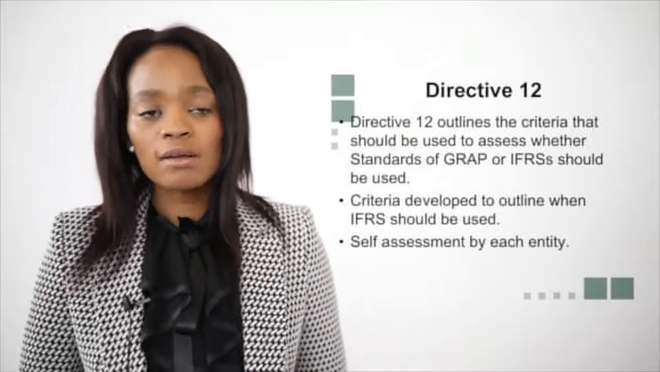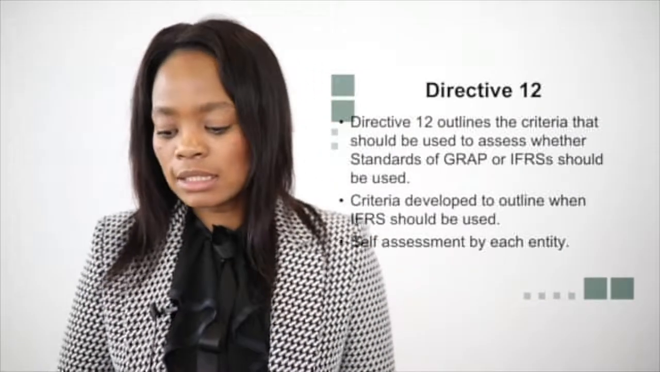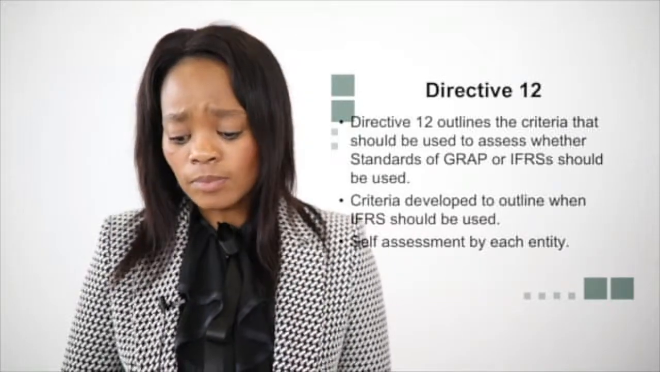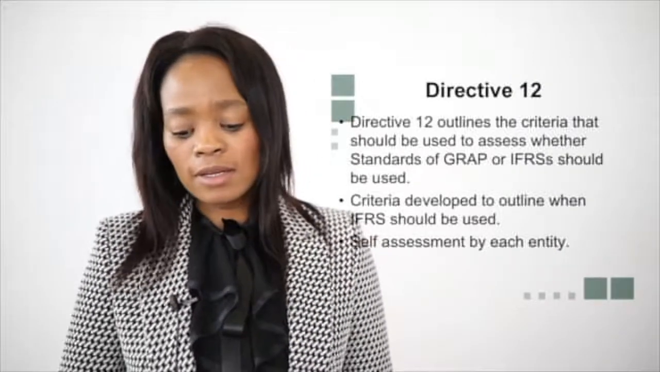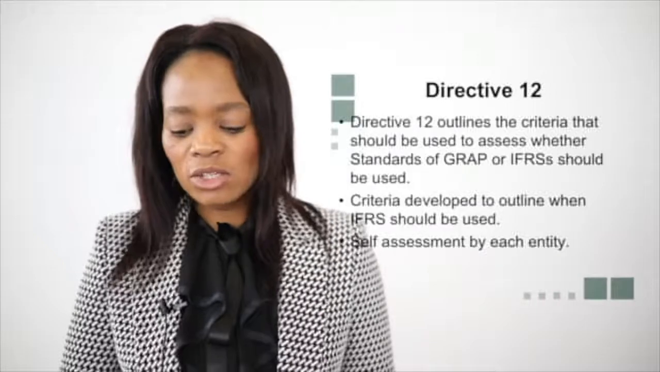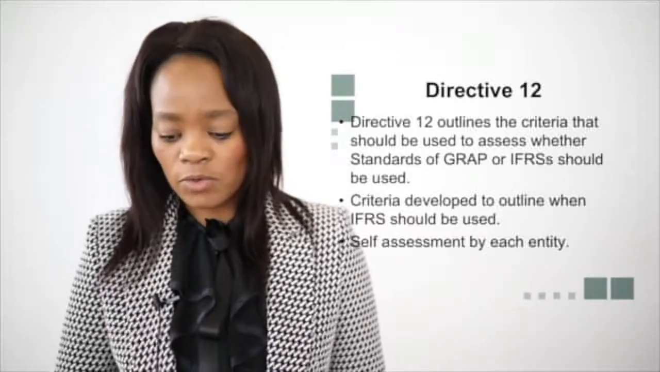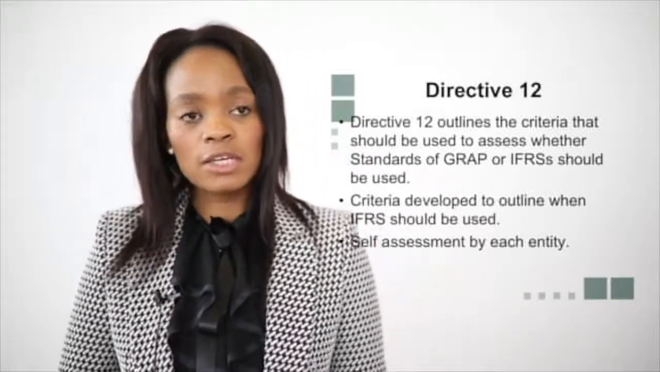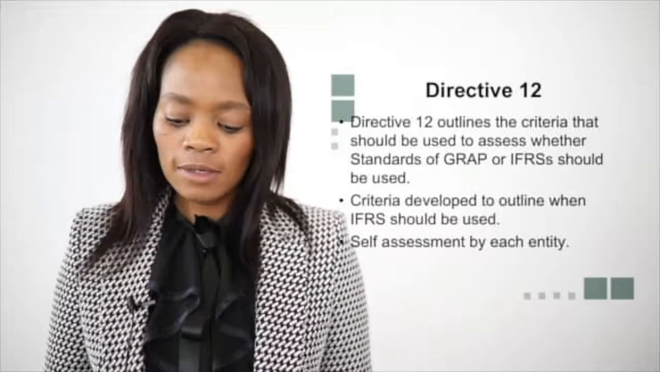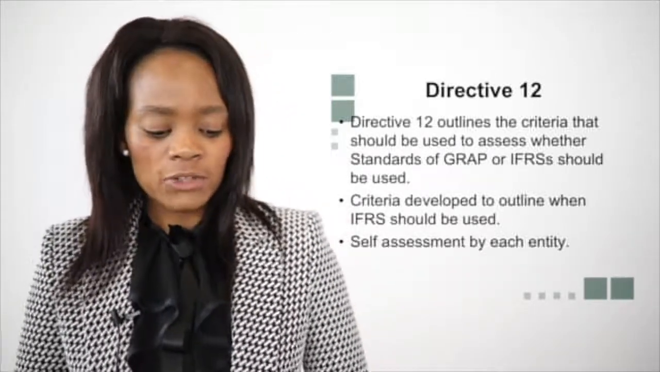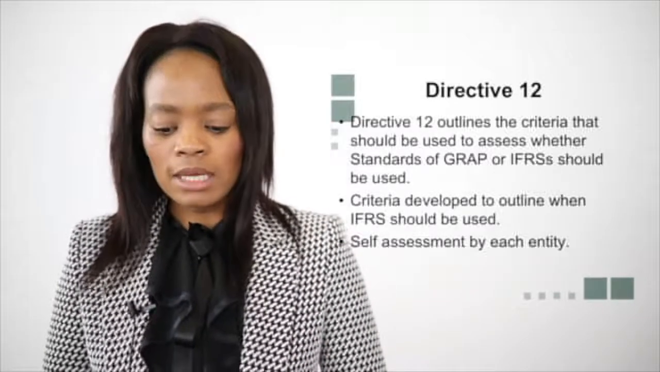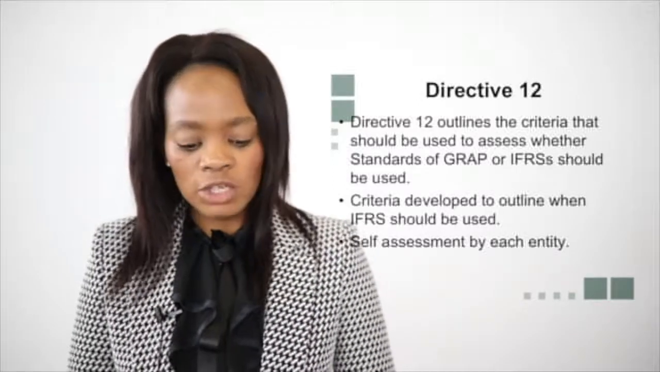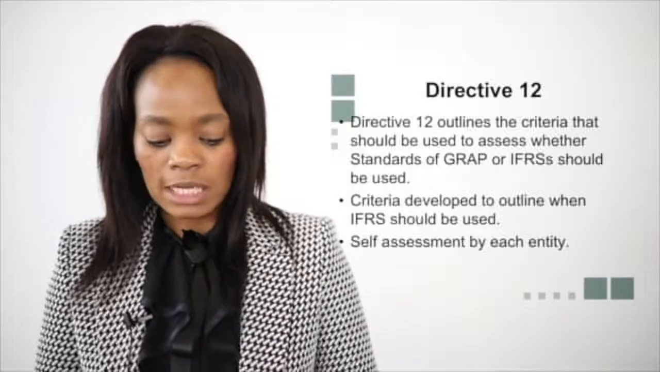So Directive 12 outlines the criteria that should be used by entities in order to assess whether standards of GRAP or IFRSs should be used. This criteria that the board has developed outlines when entities can use IFRSs as opposed to standards of GRAP. In developing this criteria, the board considered that the basis for selection of a reporting framework should be linked to who the users of the financial statements are, what decisions they make when they look at information in the financial statements, and as a result, what their information needs are in respect of financial statements.